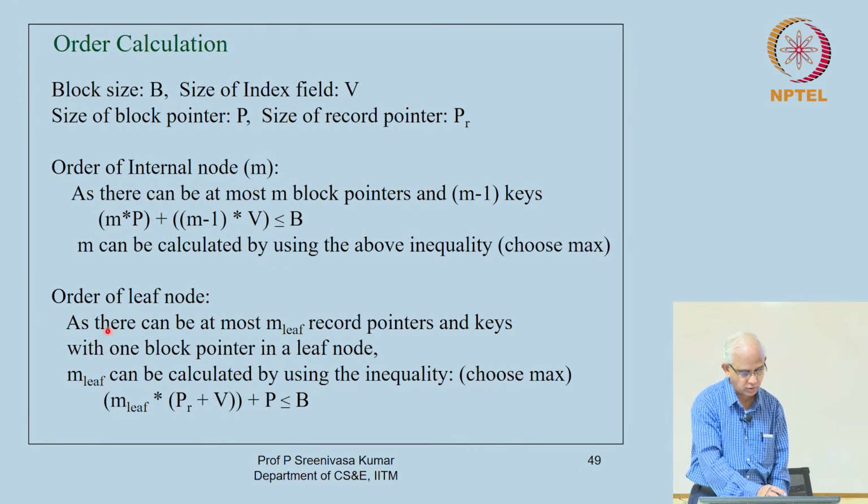In a similar way, for the order of the leaf node, since there are at most m leaf record pointers and keys and one block pointer, you see m leaf times (PR plus V) plus the block pointer, that size should again be less than or equal to the block size B. So, this is the inequality that will govern the choice of m leaf.